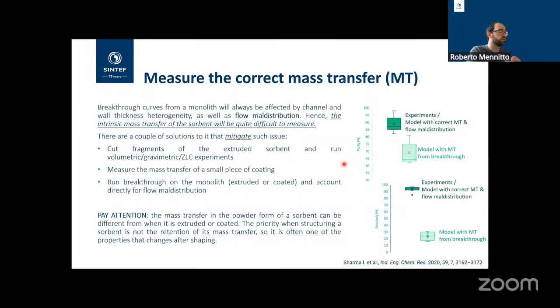To mitigate a little bit the effect, what you can do is to take fragments of the monolith and run, for instance, volumetric experiments or gravimetric or a zero-length column. In case of coated monoliths, you can take dried coating and try to run experiments on the dry coating to understand the mass transfer. It is not the best thing. Of course, it would be nice to run just a breakthrough, but it's possibly the best way to mitigate such a problem when it comes to monoliths.